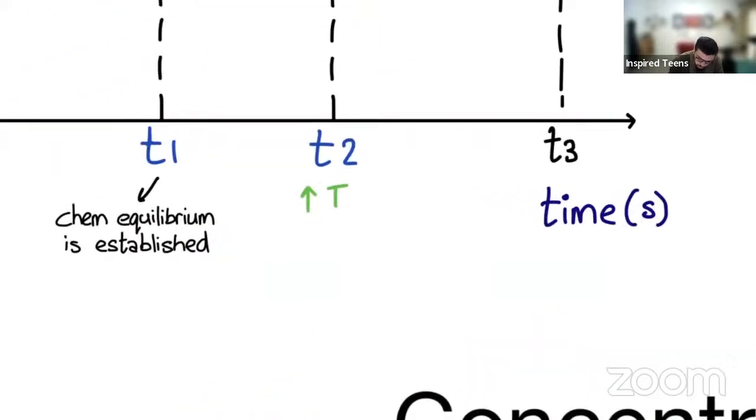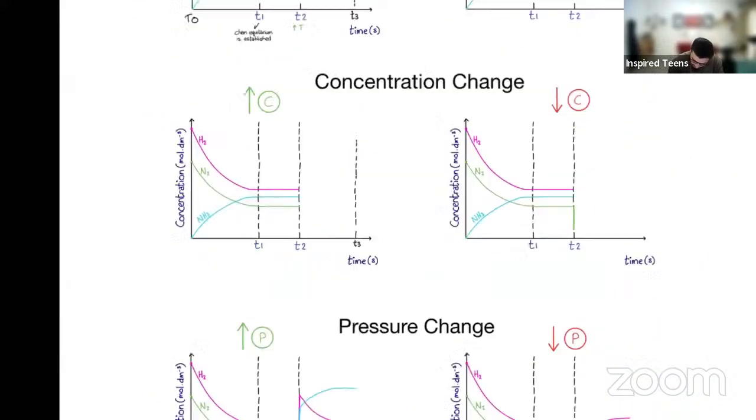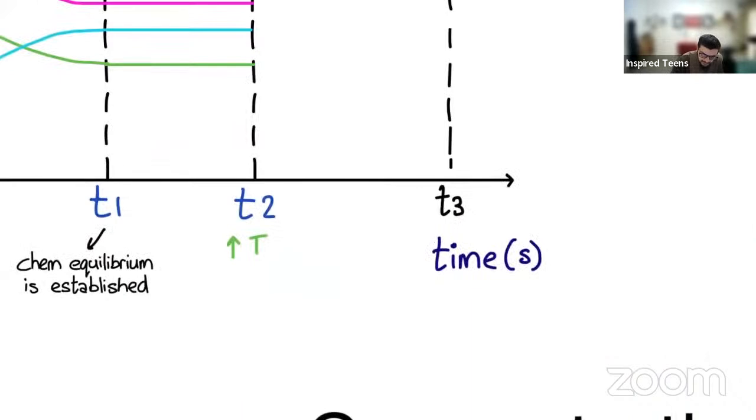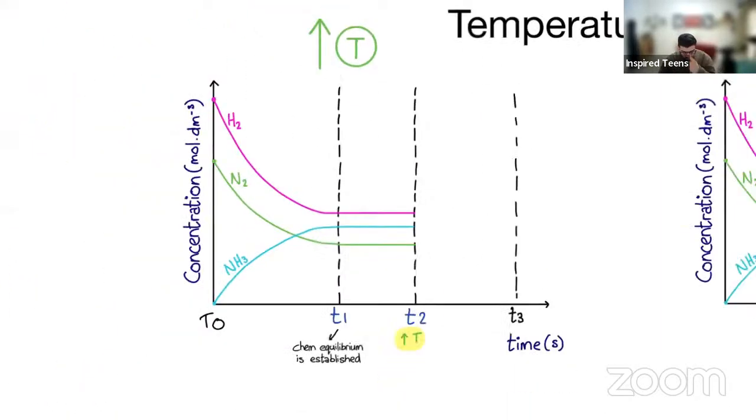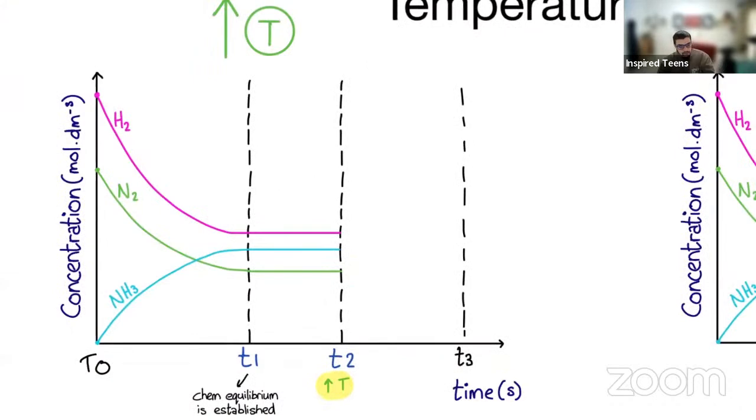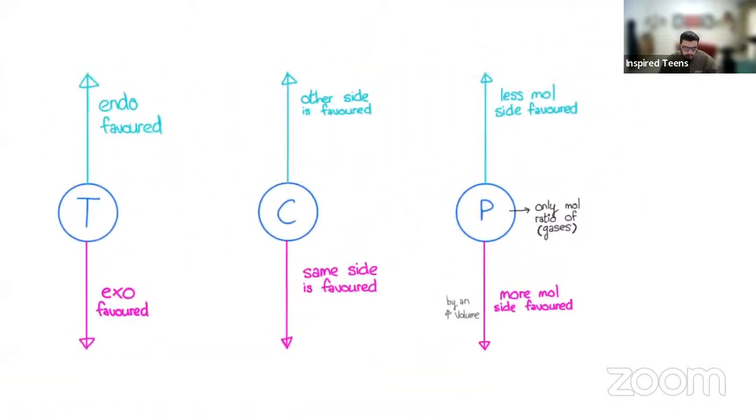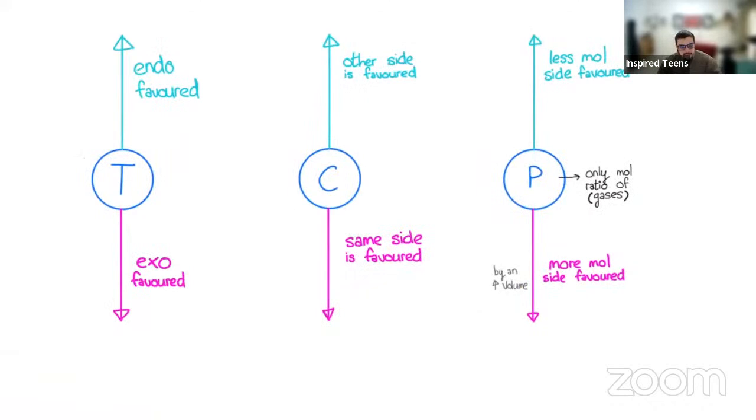At all of the T2s is where the disturbance is occurring. So at T2, this is where the temperature is increasing. After equilibrium is established, at T2, there was an increase in temperature. Now we have to look at TCP, which by the time of the exam, whenever you're writing a test, you need to have all of this in your head. You need to memorize which reactions are favored.